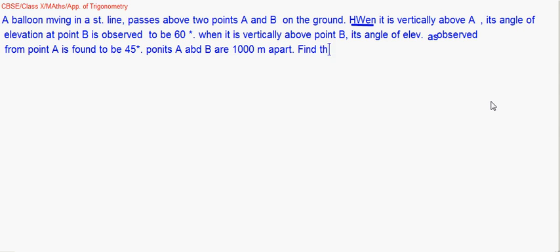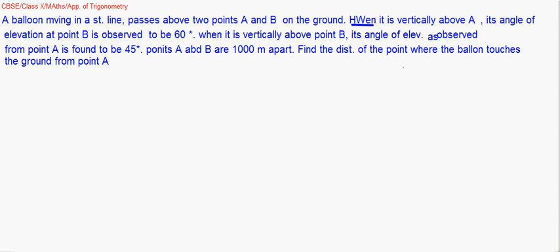Find the distance of the point where the balloon touches the ground from point A. That means this balloon is falling down and somewhere also touches the ground, right? Now let us get a figure for ourselves.